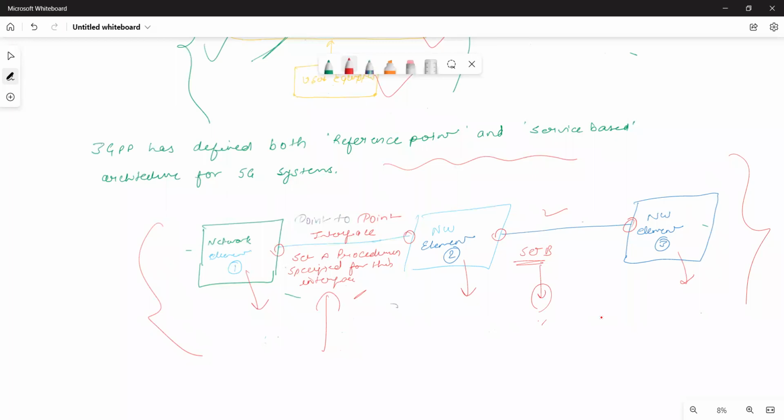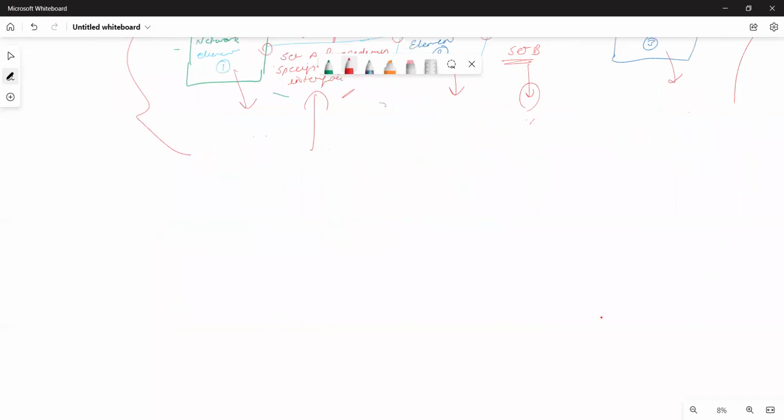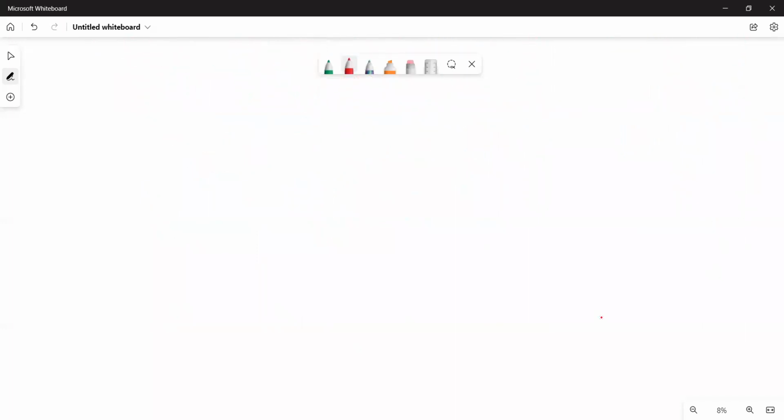Sometimes this reference point architecture can also lead to repetition of some specifications, let's say, if the same signaling procedure is used across multiple interfaces, right? So we're gonna go into detail on how this reference architecture looks. The other one is service based, so we won't be going into detail of service based. We'll be looking at the reference point system architecture.